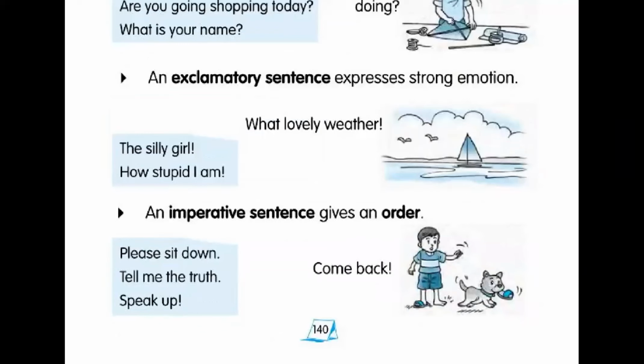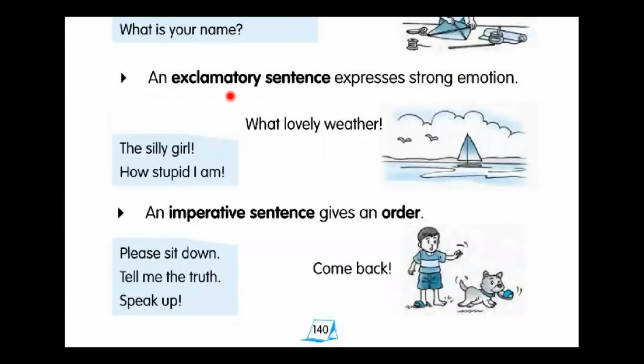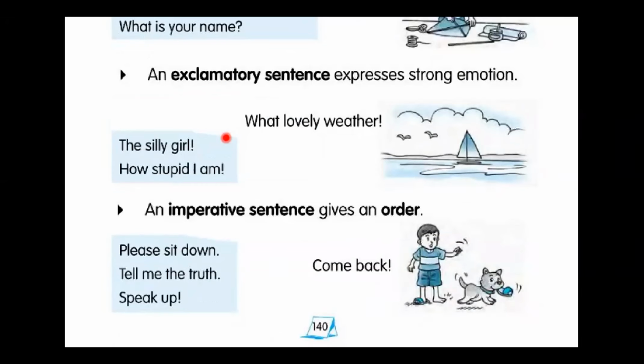Now next, exclamatory sentence. Okay, an exclamatory sentence expresses strong emotion. So what does an exclamatory sentence express? Strong emotions, like interjections, right? What do interjections do? They express sudden strong feelings, right? Pain, pleasure, happiness, anger, excitement. Yes, so in the same way, an exclamatory sentence expresses strong emotion.